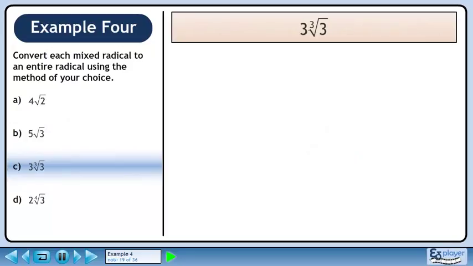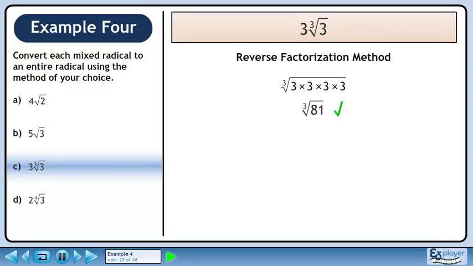In part C, we'll convert 3 times the cube root of 3 to an entire radical. Start with the reverse factorization method. Rewrite 3 times the cube root of 3. The 3 on the outside of the radical can be expanded inside the radical as a triplet. Multiply all the numbers together to get 81. The entire radical is the cube root of 81.